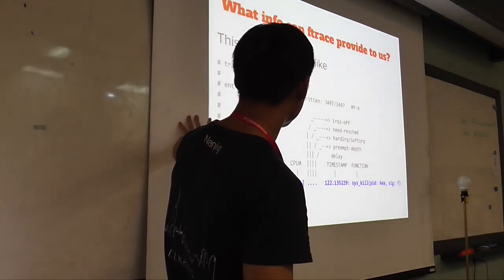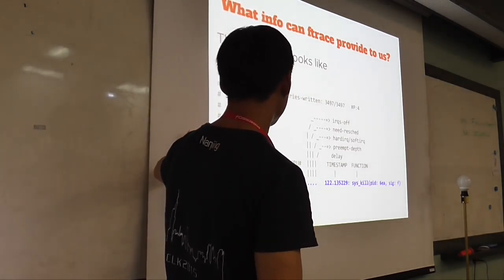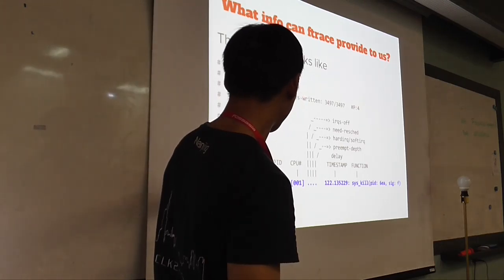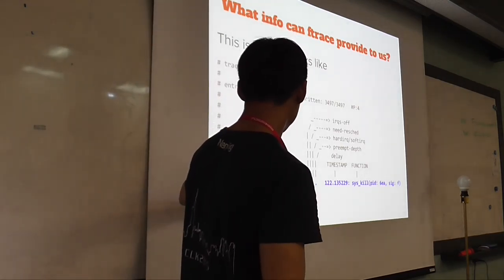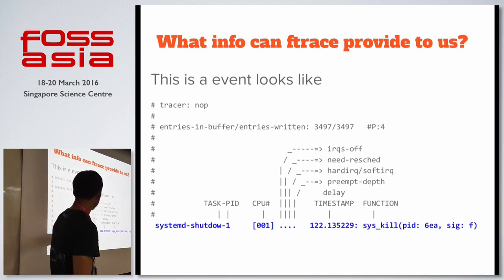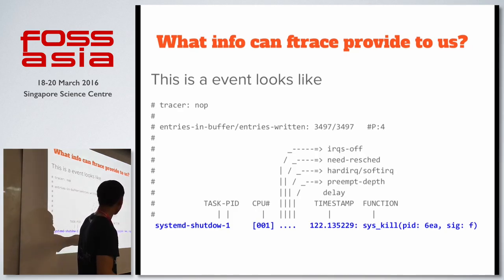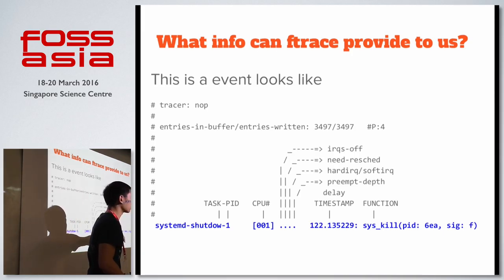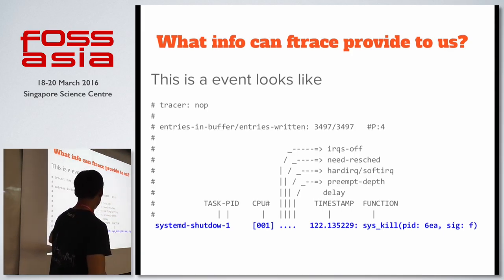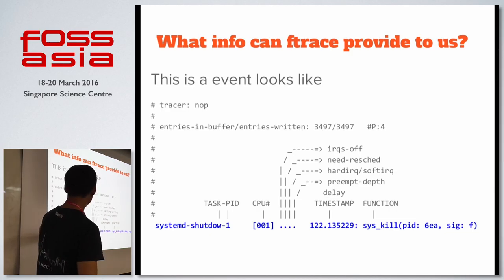This is what a log line looks like. The command and the PID, which CPU the event occurred on, the timestamp, and which function is called. I extracted only one line, but there are a lot.